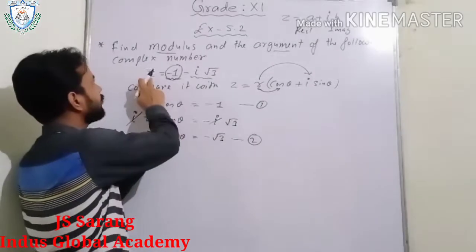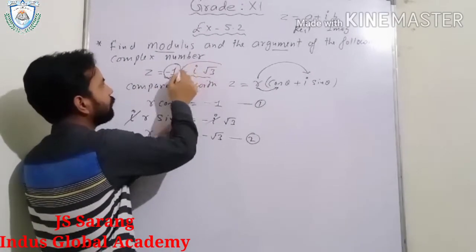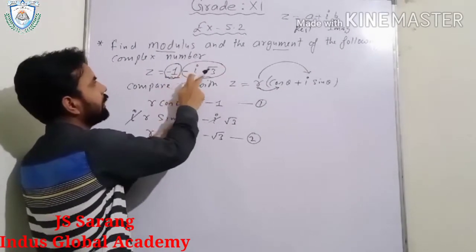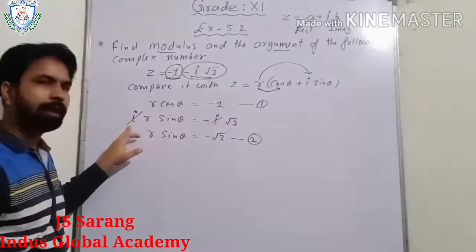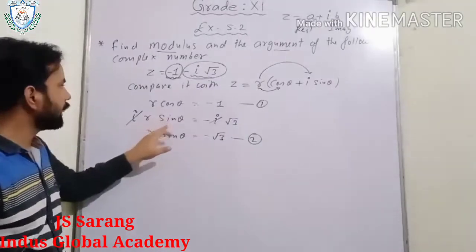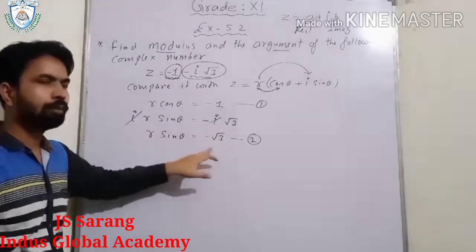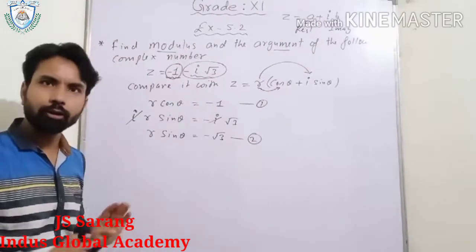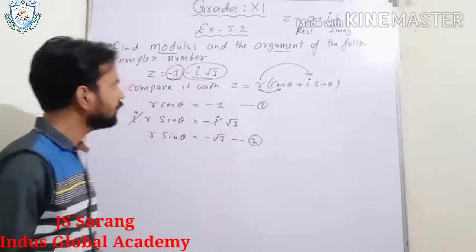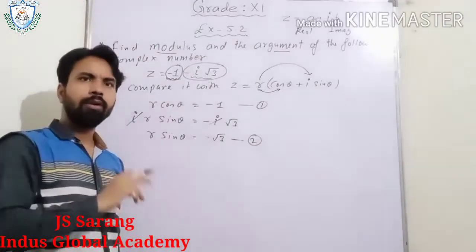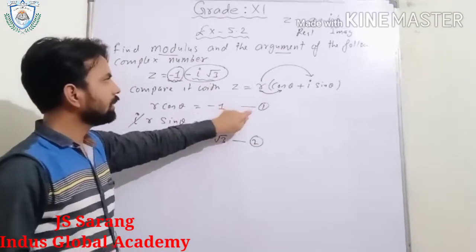So what is the second term of this complex number? The second term of this complex number is minus i under root 3. So from here, i and i can be cancelled. So what is left? r sin theta equals minus under root 3. This is known as the second equation. Understood? Any problem? Okay.